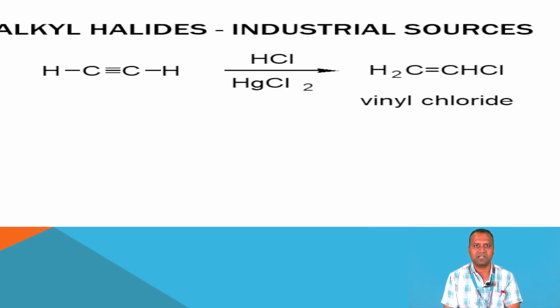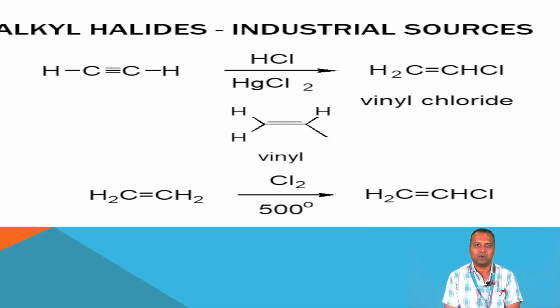What are alkyl halides? Alkyl halides are precursors used in many chemical reactions, specifically the preparation of vinyl halides. These vinyl halides are very important precursors used in the plastic industry for the preparation of PVC. How can we prepare vinyl halides, vinyl chlorides? Vinyl chlorides are prepared by using acetylene, hydrochloric acid and mercuric trichloride. From this reaction we get vinyl chloride. This is the industrial process.